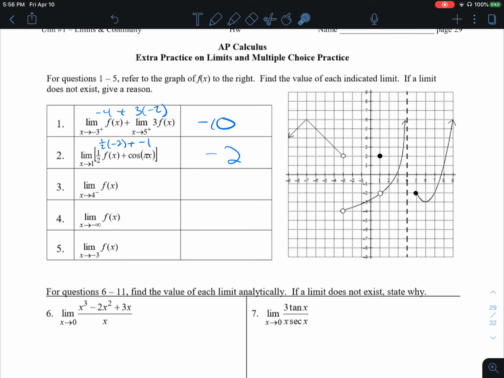What's the limit of f of x as x approaches 4 from the left? Approaching 4 from the left is going to go to infinity. And the limit therefore does not exist. The reason is infinity is not a number. What's the limit of f of x as x approaches -infinity? Well, as we go to -infinity, this graph's going down forever. It's going to -infinity. Therefore, this limit does not exist because -infinity is not a number.